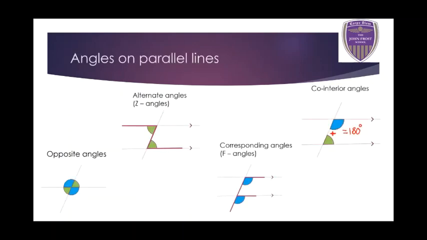So with that, we now have our 4 angle rules, okay? So this lesson, we're mainly going to be focusing on co-interior angles, but there may still be some of the other angle rules in the lesson, okay? So let's have a look at some examples.